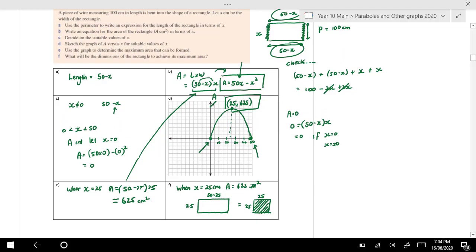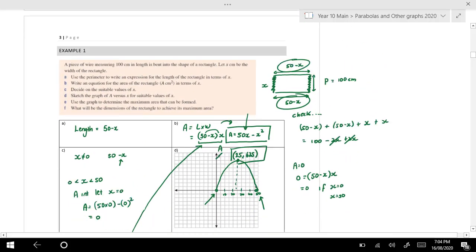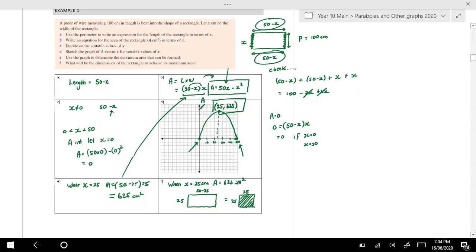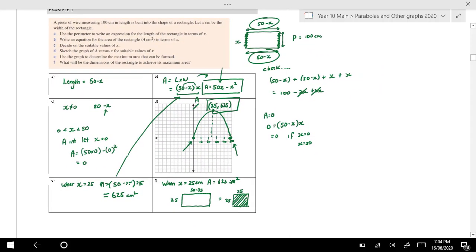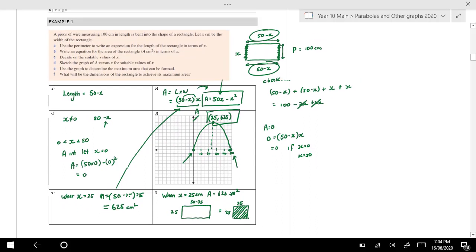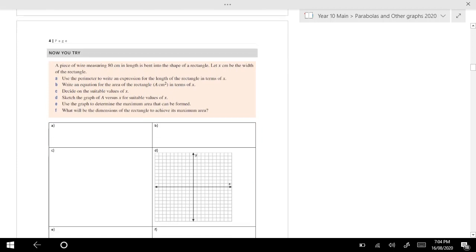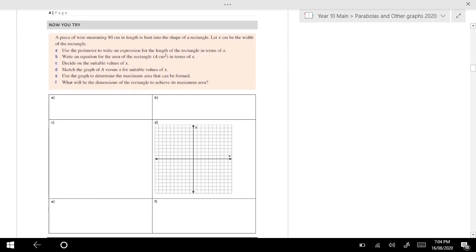So, all right. As you can see, this is a common style of question, maximizing area. This sort of thing is actually pretty common when you're looking at these questions. All right, now it's time for you to try a similar sort of problem.